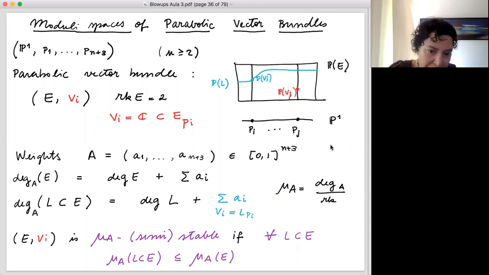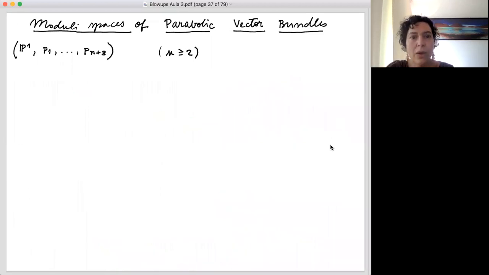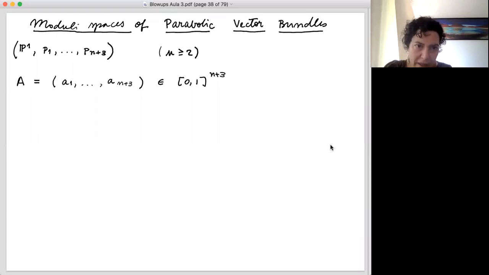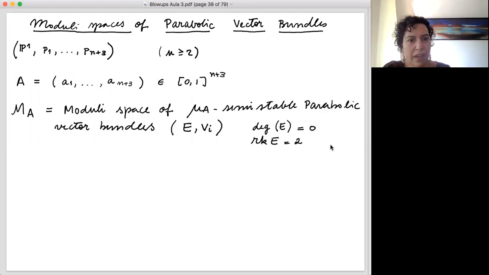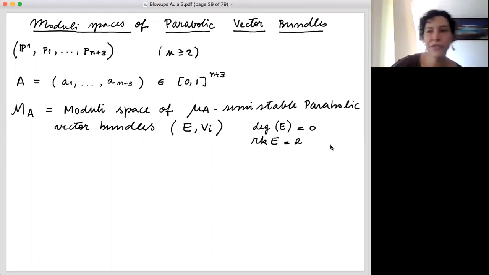And I put here semi-stable, and if I have strict inequality, then we say the vector bundle is stable. Okay, so we fix n+3 parabolic points. We fix a weight vector, and then once we fix this, we can define the moduli space of semi-stable parabolic vector bundles with respect to this weight, having degree 0 and rank 2. So these are the moduli spaces that we define once we fix a weight.